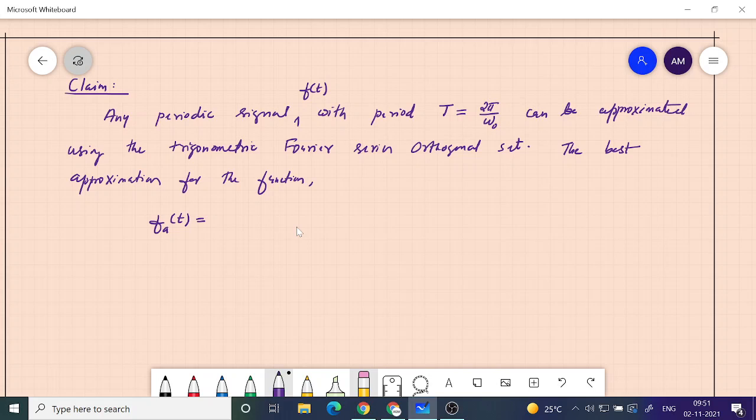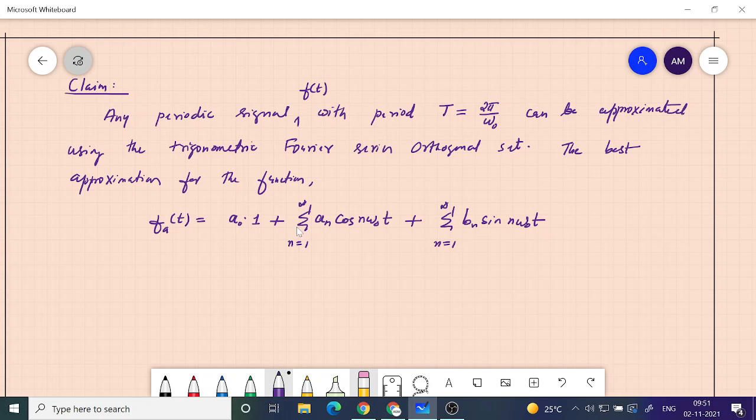usually the constants that we will use is a naught times the first function in the set, which was 1, plus sigma, or let's use the letter n now, n goes from 1 to infinity, an cos n omega 0 t, plus n goes from 1 to infinity, bn sin n omega 0 t.